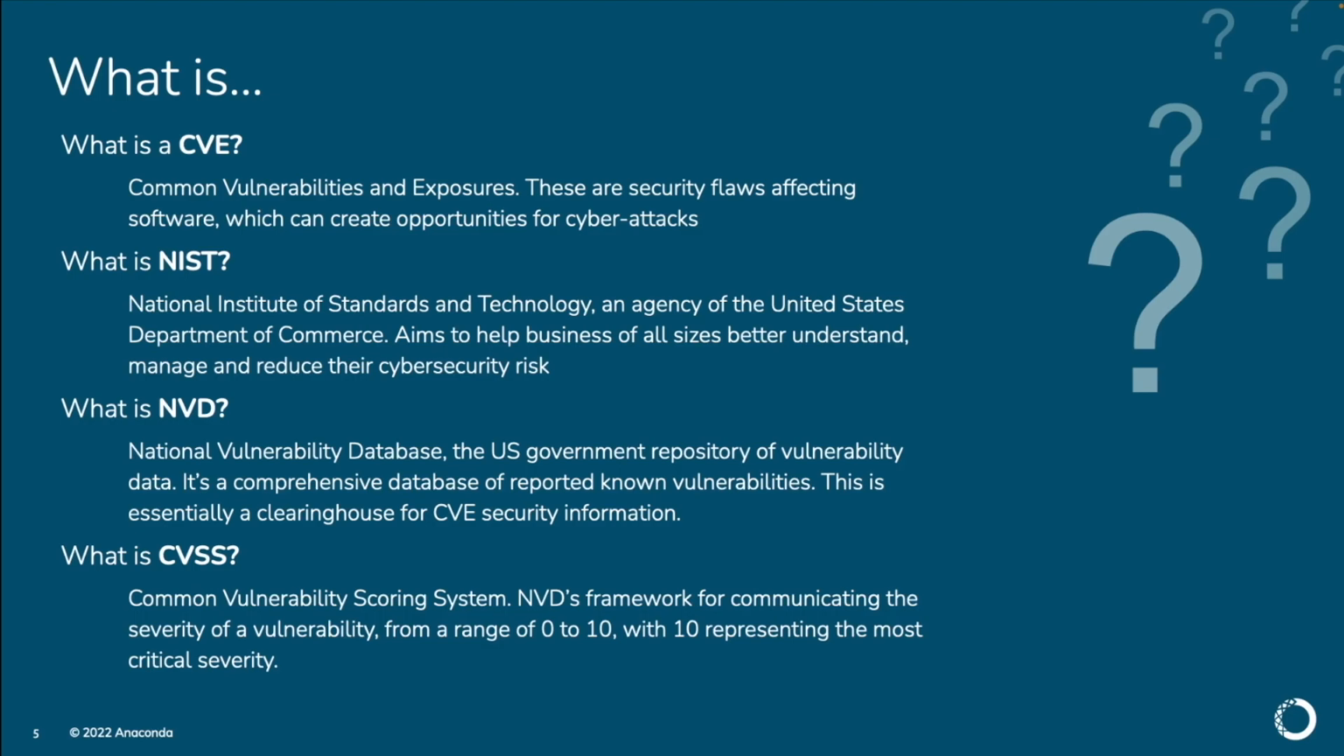What is the NVD, National Vulnerability Database? This is the U.S. government repository of vulnerability data. It's essentially a clearinghouse for CVE security information. And how about CVSS? This is the Common Vulnerability Scoring System, which is NVD's framework for communicating how severe a vulnerability is. It goes from 0 to 10, and 10 represents the most critical.